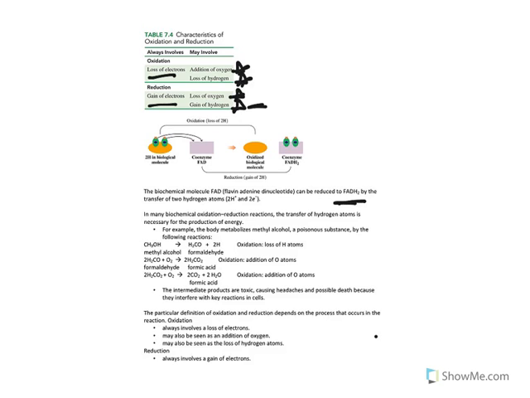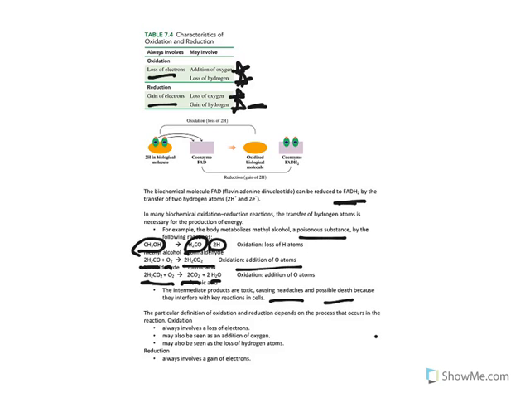In many biochemical oxidation reduction reactions which happen in your body, the transfer of hydrogen atoms is necessary for the production of energy. Also, for example, the body metabolizes methyl alcohol, which is a poisonous substance, by the following reaction. CH3OH, methanol, is oxidized, decomposing to formaldehyde and 2H. Then the H2CO further combines with oxygen to form formic acid. This is oxidation, the addition of O atoms. Then the formic acid reacts further with more oxygen to form carbon dioxide and water. The intermediate products, including formaldehyde, are toxic, causing headaches and possible death because they interfere with key reactions in cells.